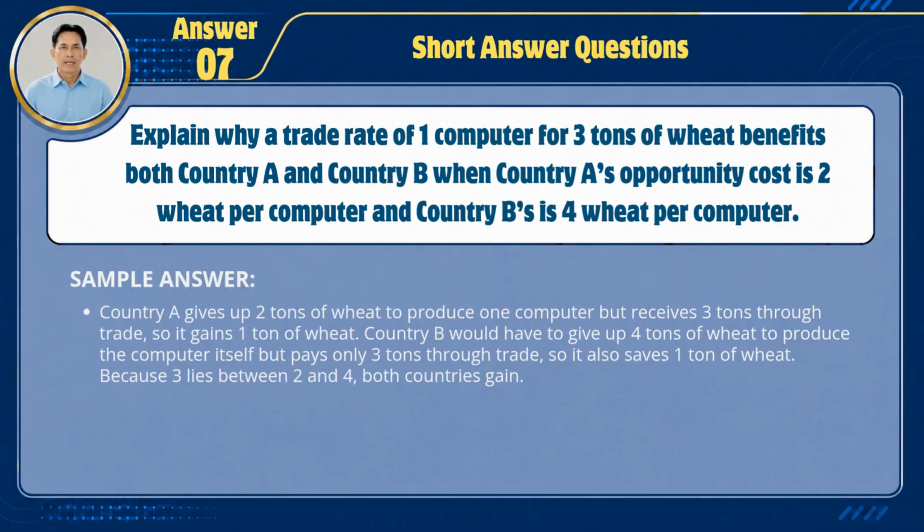Here's a sample answer. Country A gives up 2 tons of wheat to produce 1 computer but receives 3 tons through trade, so it gains 1 ton of wheat. Country B would have to give up 4 tons of wheat to produce the computer itself, but pays only 3 tons through trade, so it also saves 1 ton of wheat. Because 3 lies between 2 and 4, both countries gain.